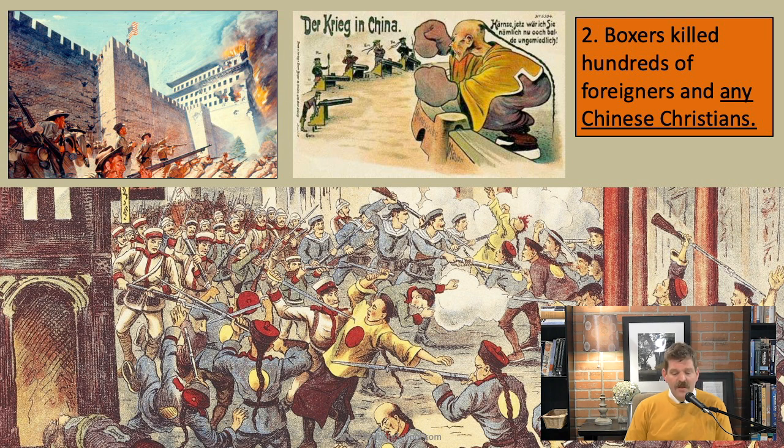Boxers killed hundreds of foreigners, as well as any Chinese Christians, because Christianity was seen as an example of outside influence. In August of the year 1900, the United States, Great Britain, France, Germany, and Japan all teamed up to put down that Boxer Rebellion, which was a simmering civil war in China. They marched on the Chinese capital and forced the end of the rebellion, but not before thousands of Chinese people were killed during the fighting.